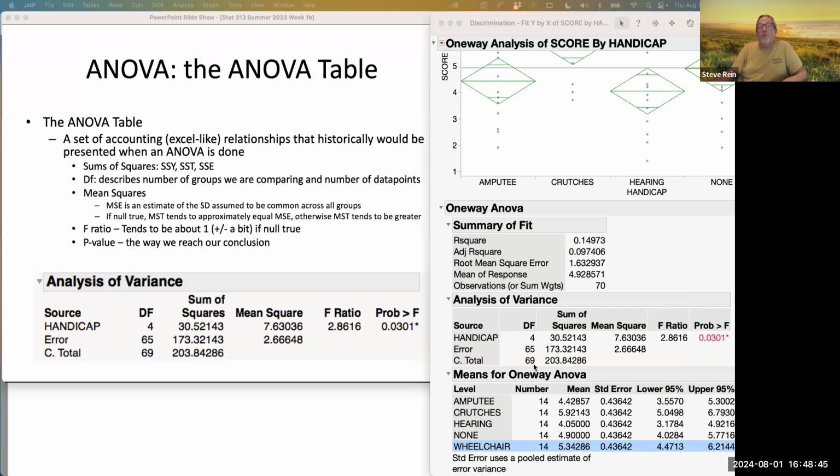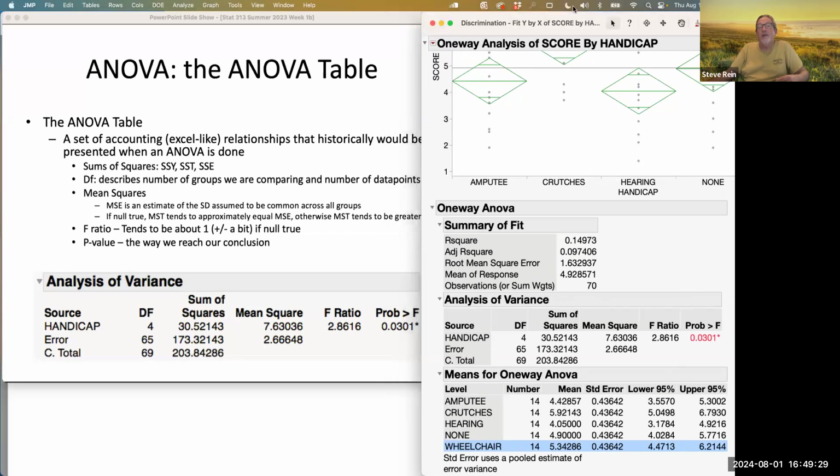The number of data points minus 1 is the total degrees of freedom. So if we had 70 data points like we do here, 70 minus 1 would give us 69. That is the total degrees of freedom. And if I tell you a number plus something is 69, you know the other one has to be 65. You can find it via subtraction. Not too hard to do. So we have our sums of squares total, and we have a handicap sums of squares, and then error sums of squares. If I tell you 2 numbers sum to 204, and one of them is 30.5, you know the other is 173.3.